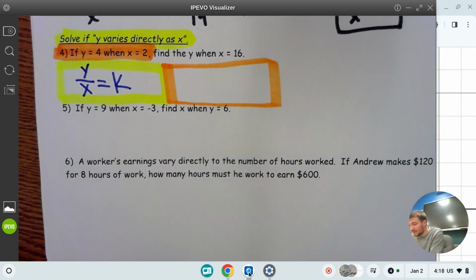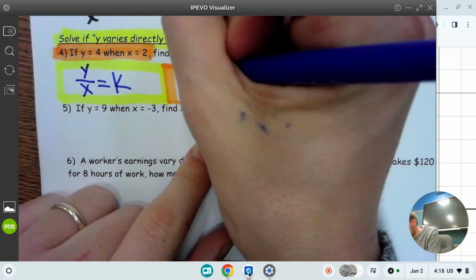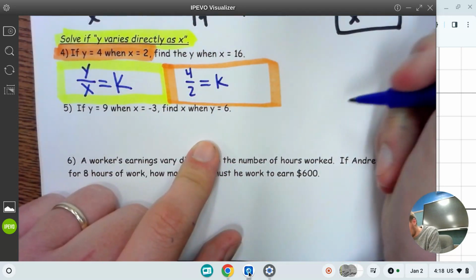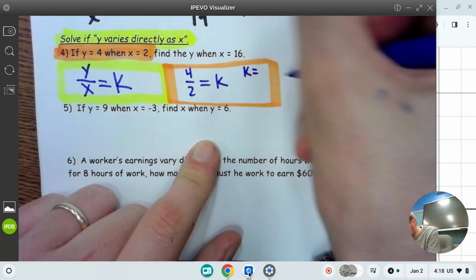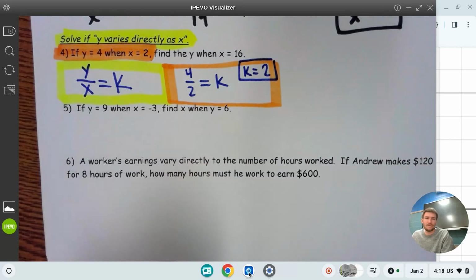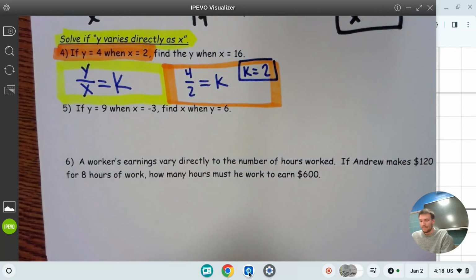If y equals 4 when x equals 2, okay, plug them in. 4 over 2 equals k. And what's k going to be equal to? 2. I hope you can do that in your head. 4 divided by 2 is 2. But now we're going to get this third part here.